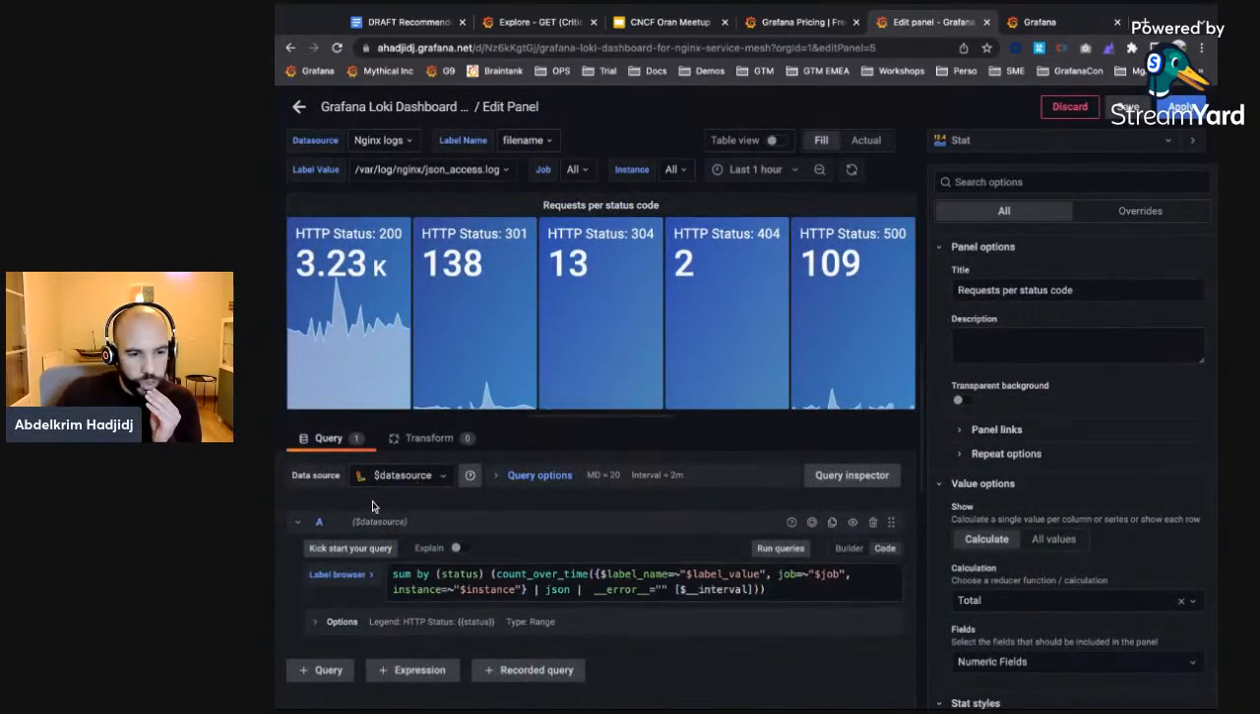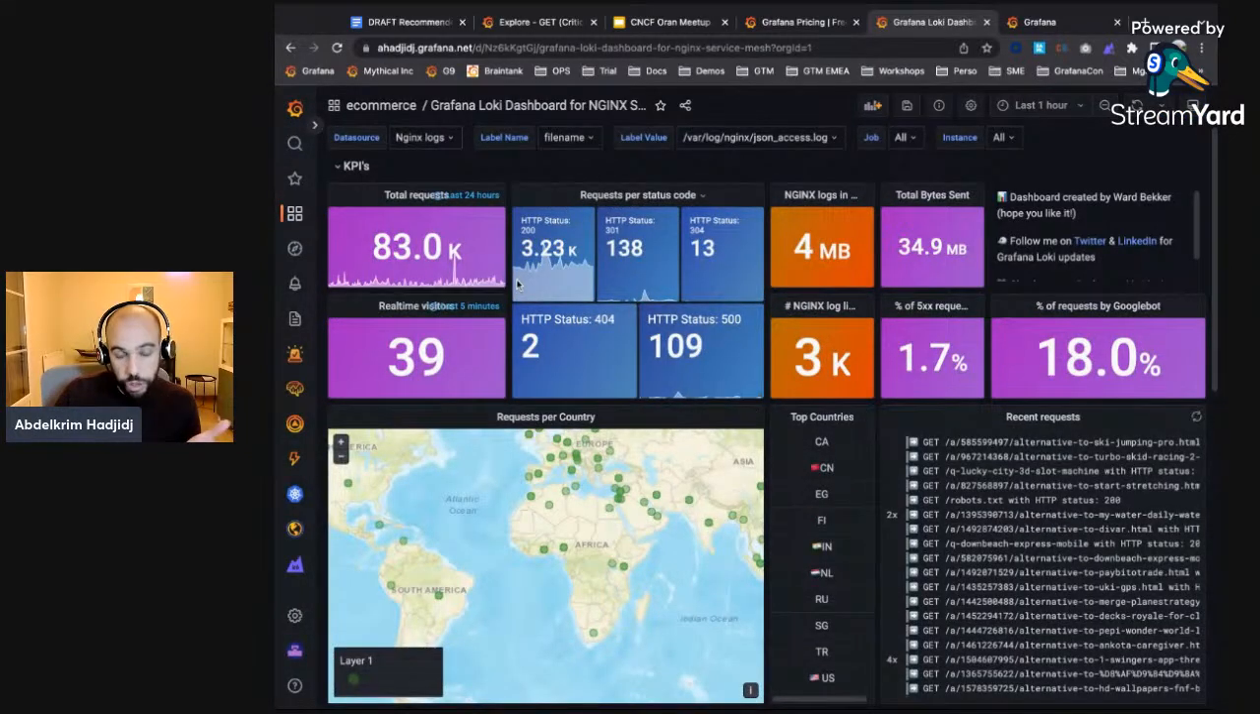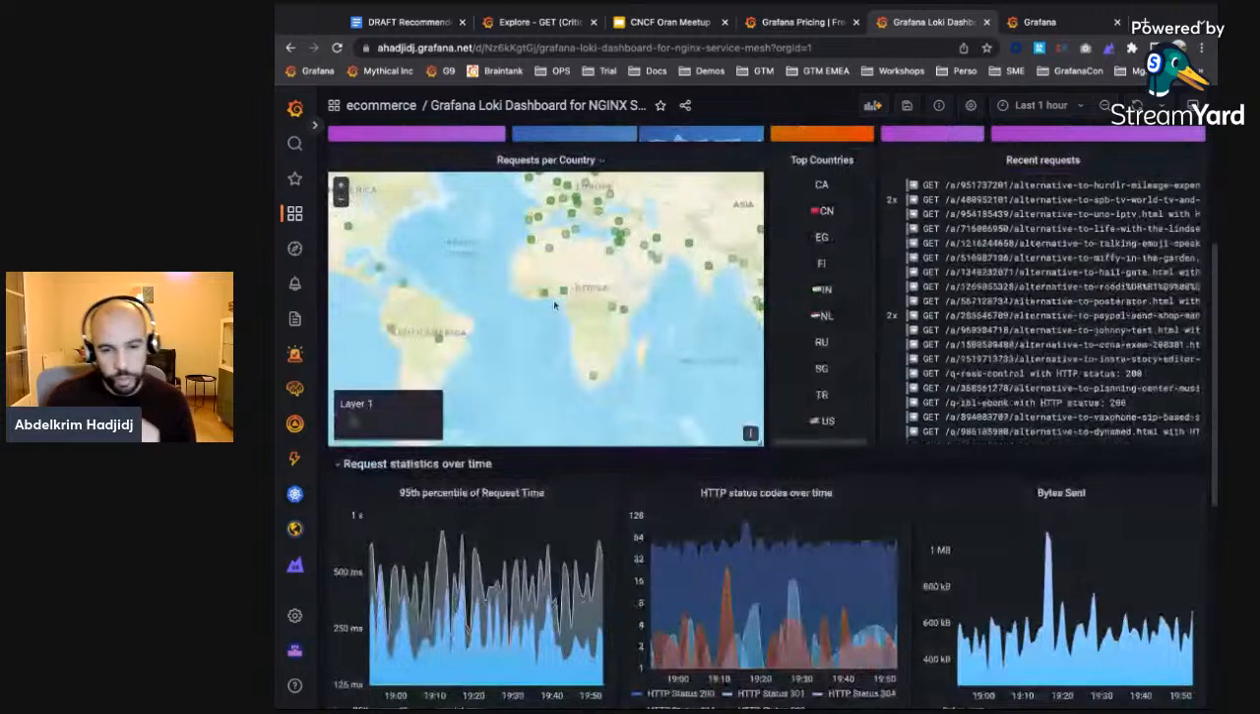So the data source is Loki. We are counting over time the number of logs and summing this count by status here. So this is where you see the status. So again, it's metrics, but that we are extracting from the logs.